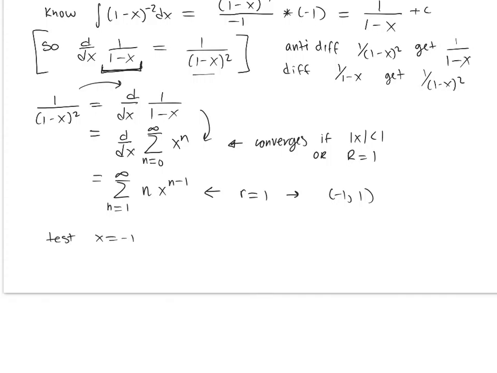If you plug in x equals -1, you get this guy, (-1)^(n-1) times n. You plug in x equals 1, you get the sum from n equals 1 to infinity of, I think, just n. Is it clear that those both are going to diverge? So test for divergence on both of these.